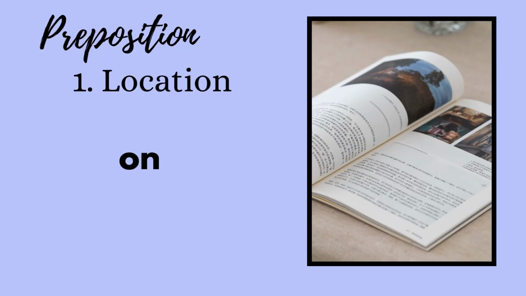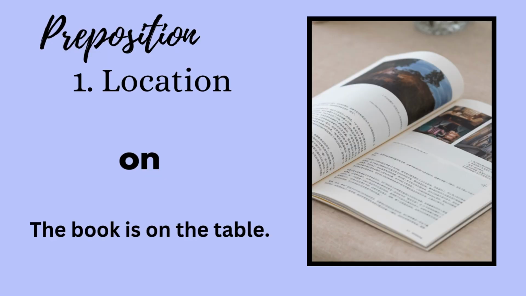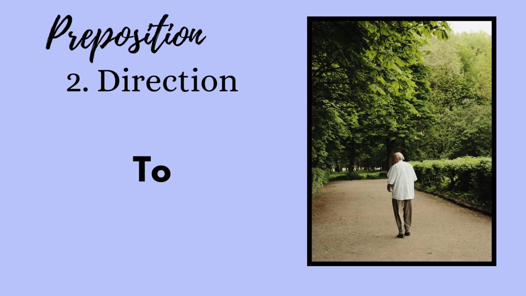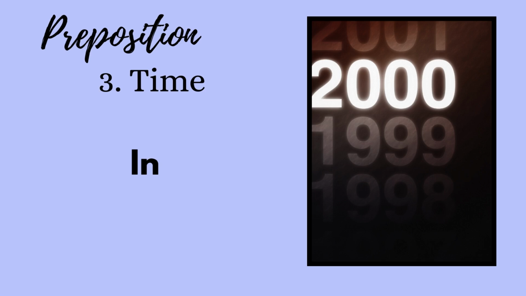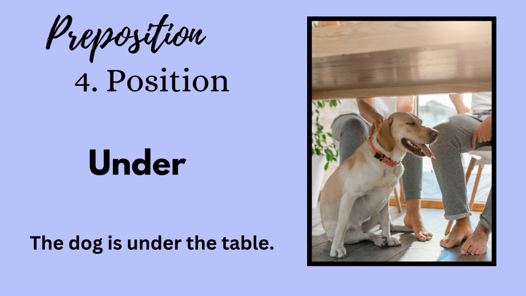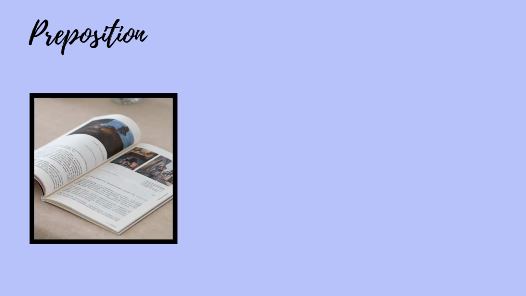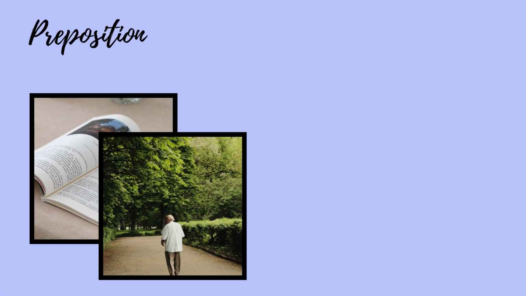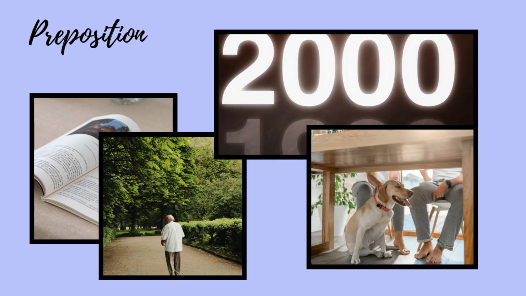The preposition on describes where the book is located. The preposition to describes towards where a person or thing moves. But the preposition in describes when something has happened. In this example, the preposition in describes when she was born. The preposition under describes the position of an object in relation to another object. Prepositions play a crucial role in English by providing information about relationships regarding location, direction, time, and position.